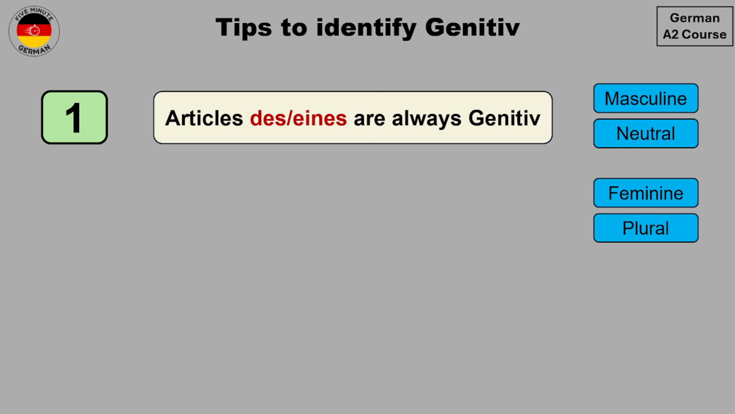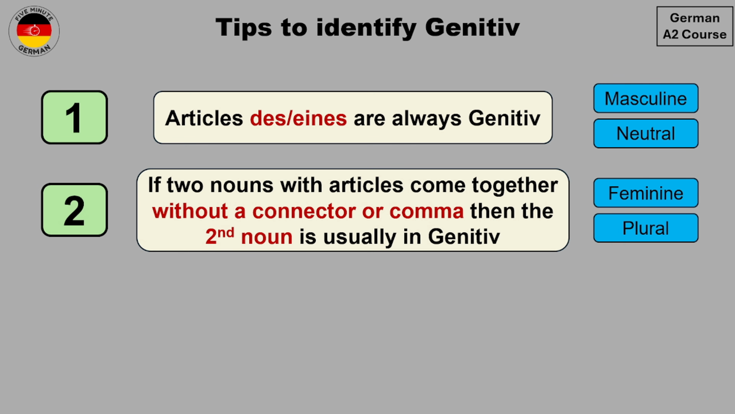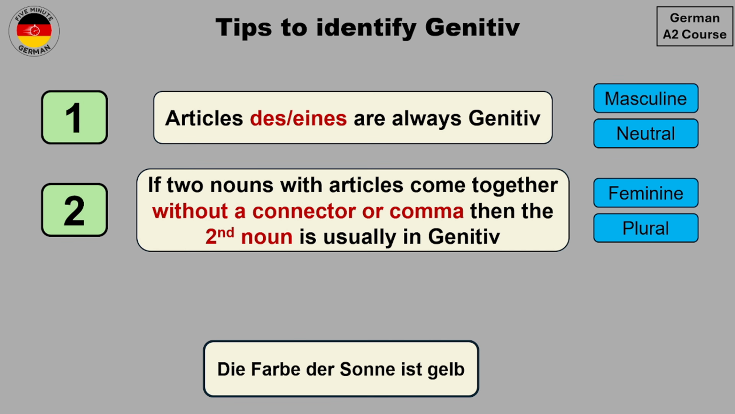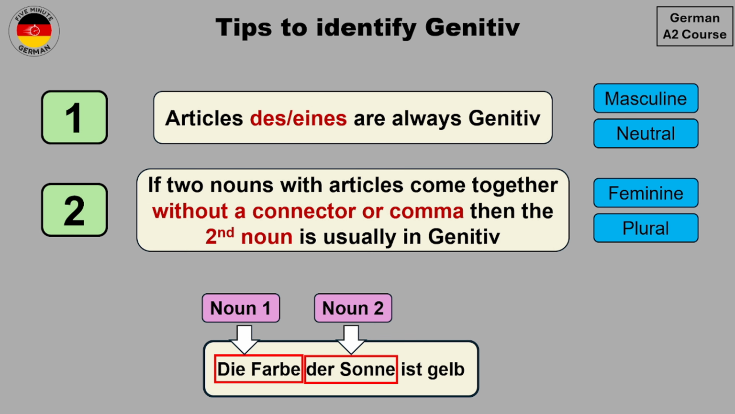For this, my tip is that if two nouns with articles come together without a connector or comma, then the second noun is usually in genitive. I know that this was a long sentence, so let me explain this with an example. I have the sentence Die Farbe der Sonne ist gelb. Now in this sentence, die Farbe is noun 1, and then immediately after it we have der Sonne, which is also a noun. So it is noun number 2. And there is no comma or connector such as und, oder, etc. between them. That's why the second noun, which is der Sonne, will be in genitive.